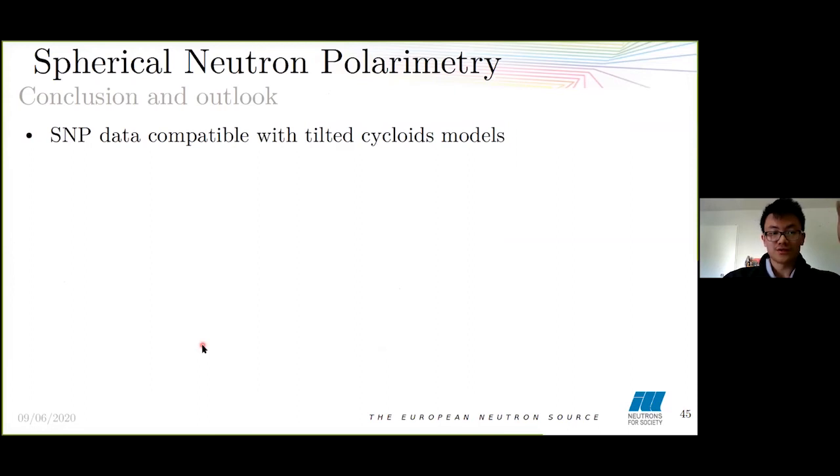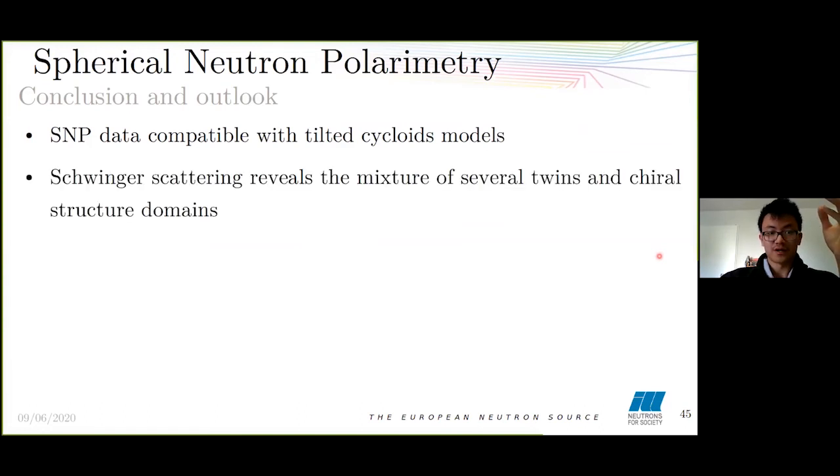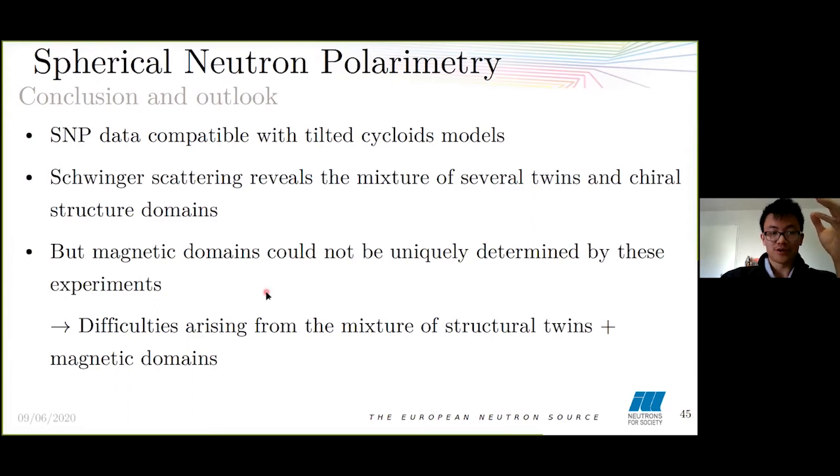So as a conclusion, the SNB data is compatible with the tilted cycloid models, and the Schwinger scattering is revealing the mixture of several structural twins and chiral domains. But the magnetic domains could not be uniquely determined by these experiments because we have some difficulties which arise from the mixture of the structural twins and the magnetic domains.